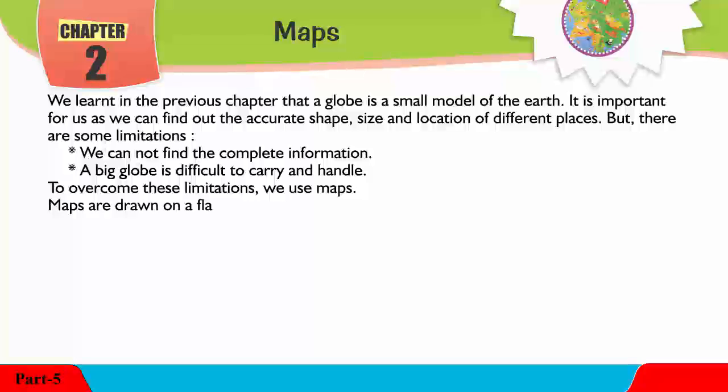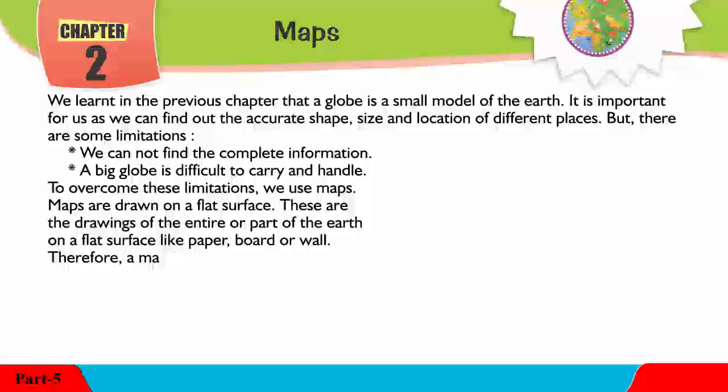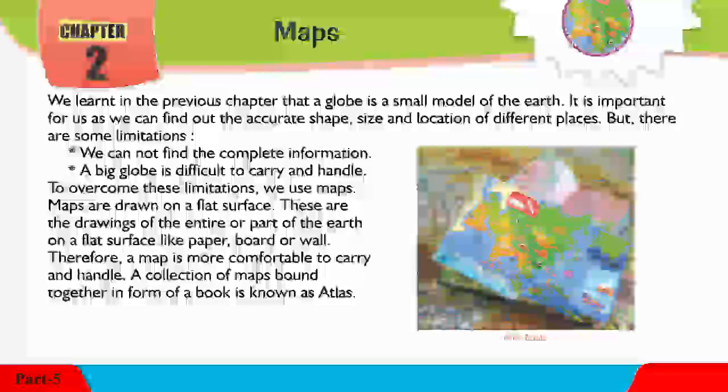Maps are drawn on a flat surface. These are the drawings of the entire or part of the Earth on a flat surface like paper, board, or wall. Therefore, a map is more comfortable to carry and handle. A collection of maps bound together in the form of a book is known as an atlas.